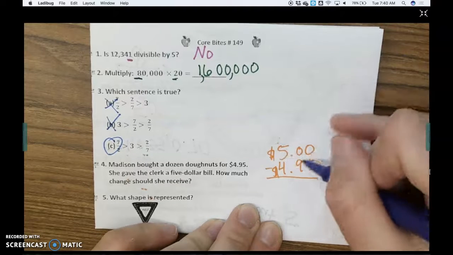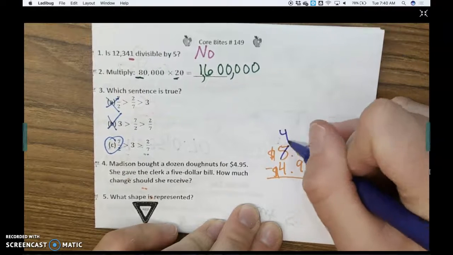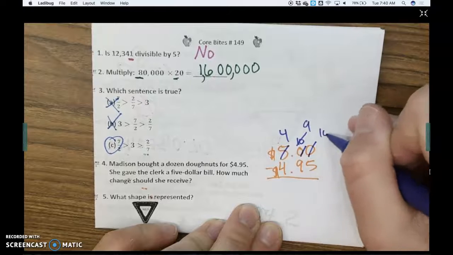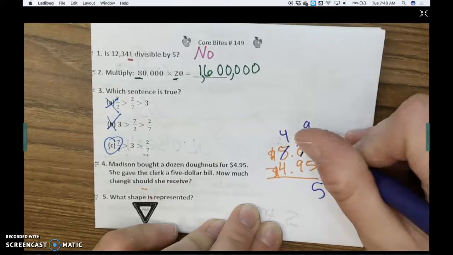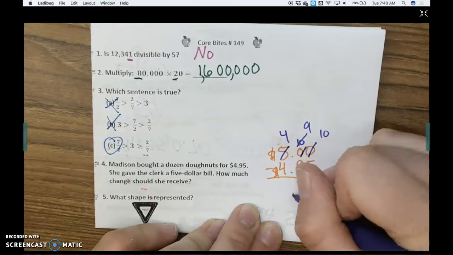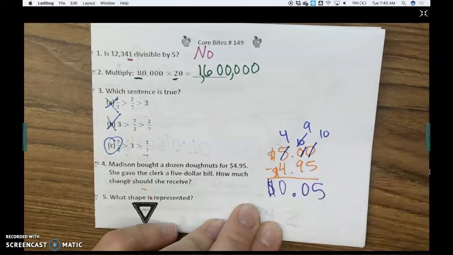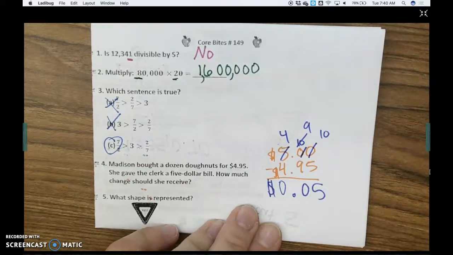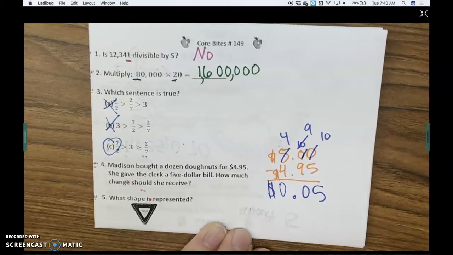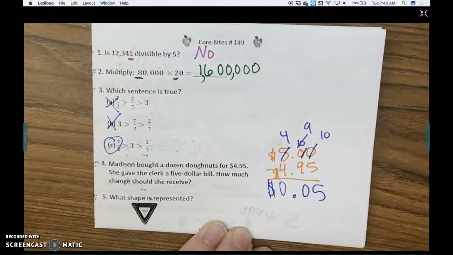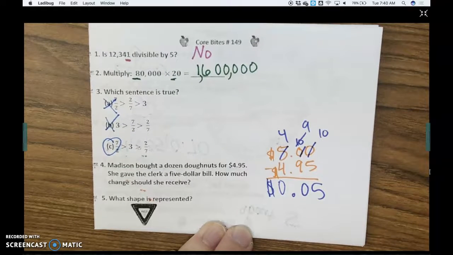Okay, so we're going to regroup. 10 minus 5 is 5. 9 minus 9 is 0. Bring down your decimal. 4 minus 4 is 0. So your answer is actually going to be a nickel. She's going to get 5 cents back.